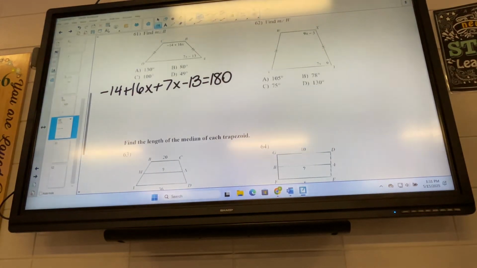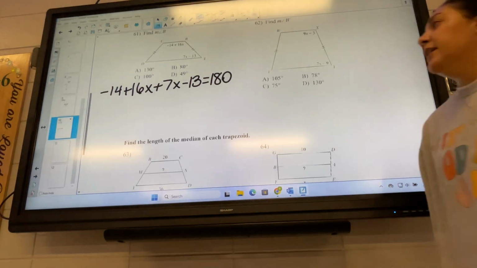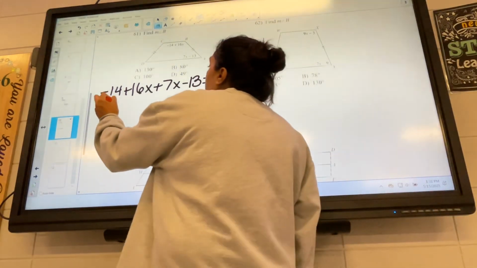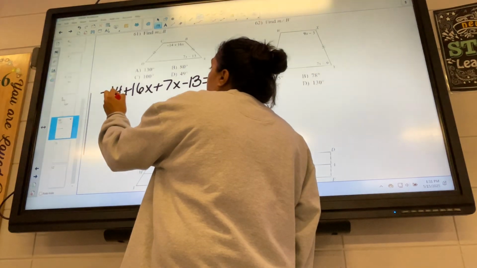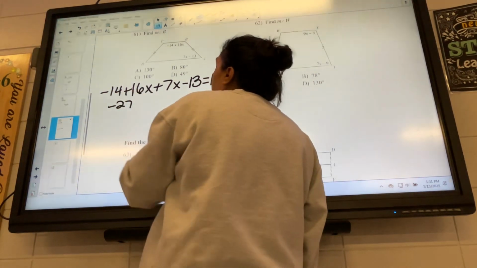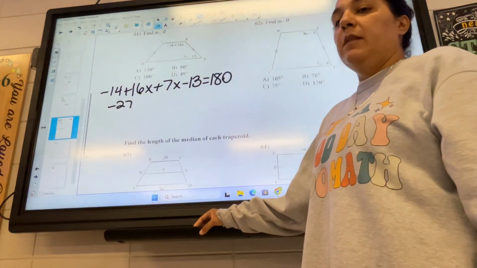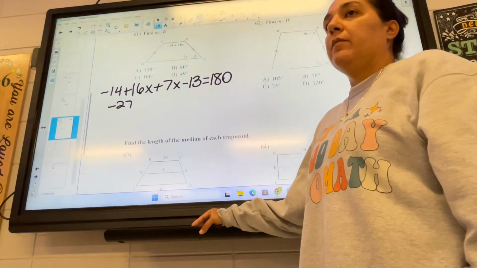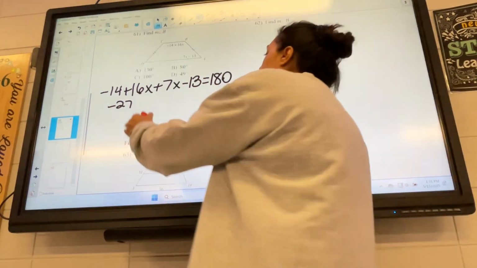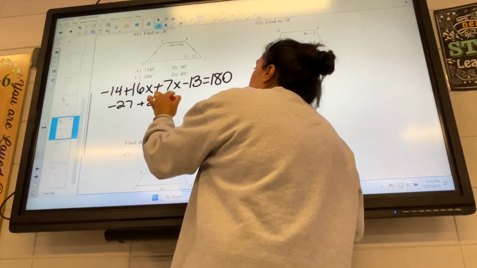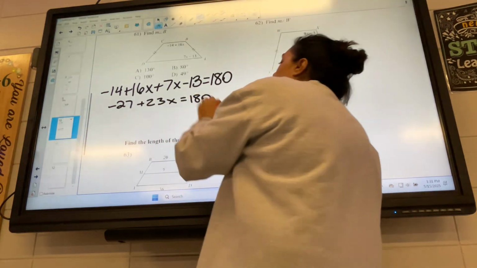Okay, what needs done? Add the numbers together. Okay, so who can go together? Negative 14 and negative 13, and that's gonna give me what? Negative 27, and then I can add 16 plus 7. 23. So plus 23x equals 180.